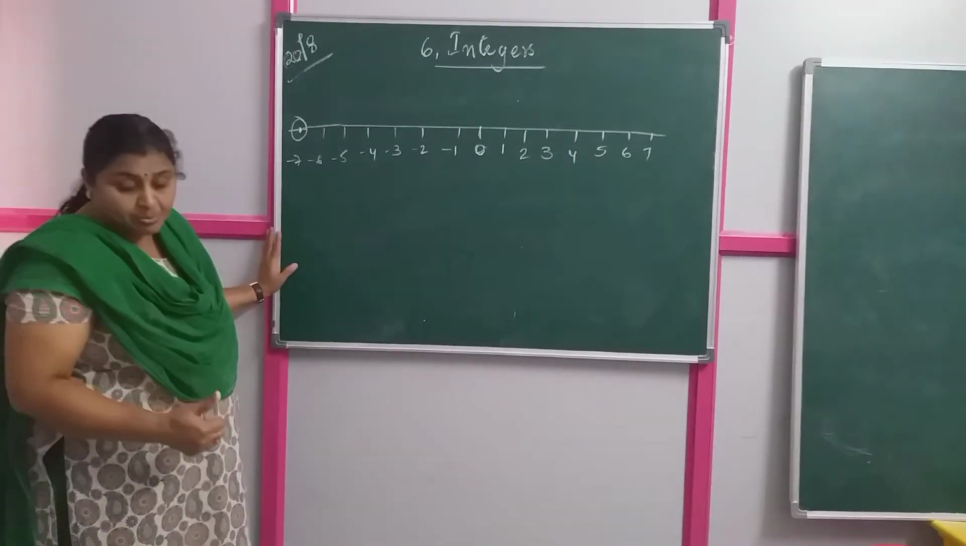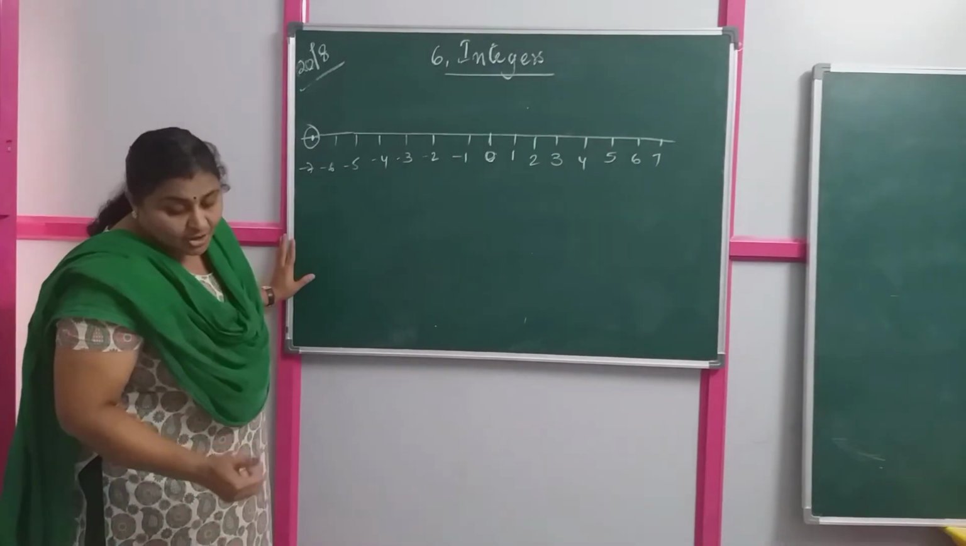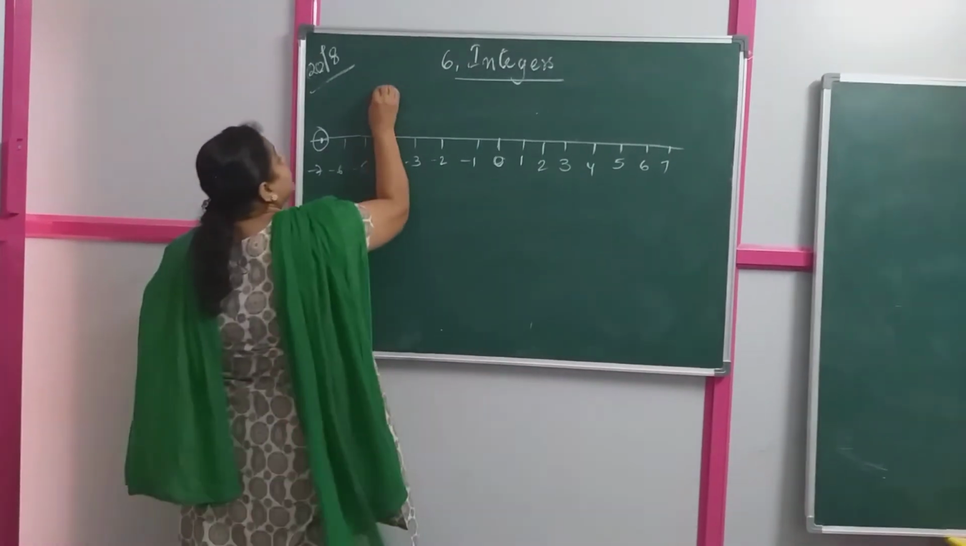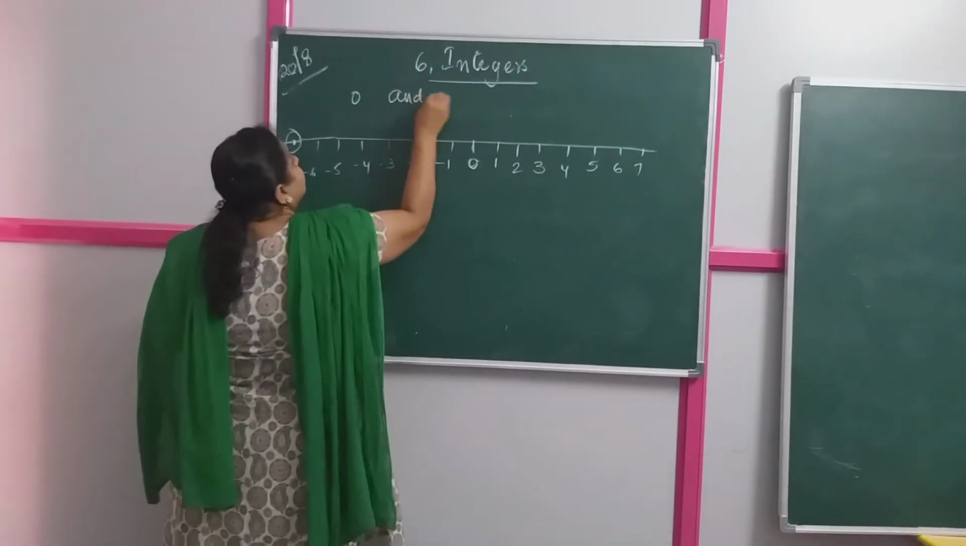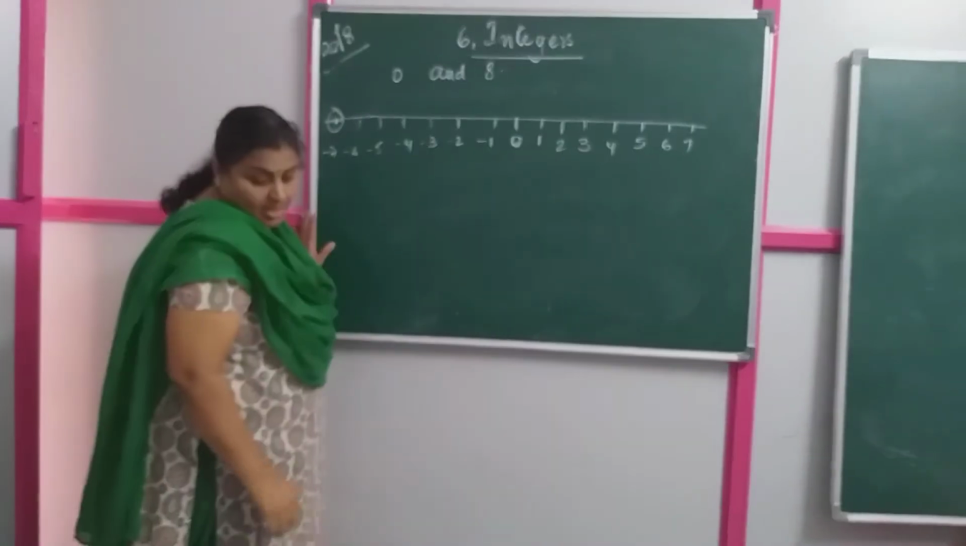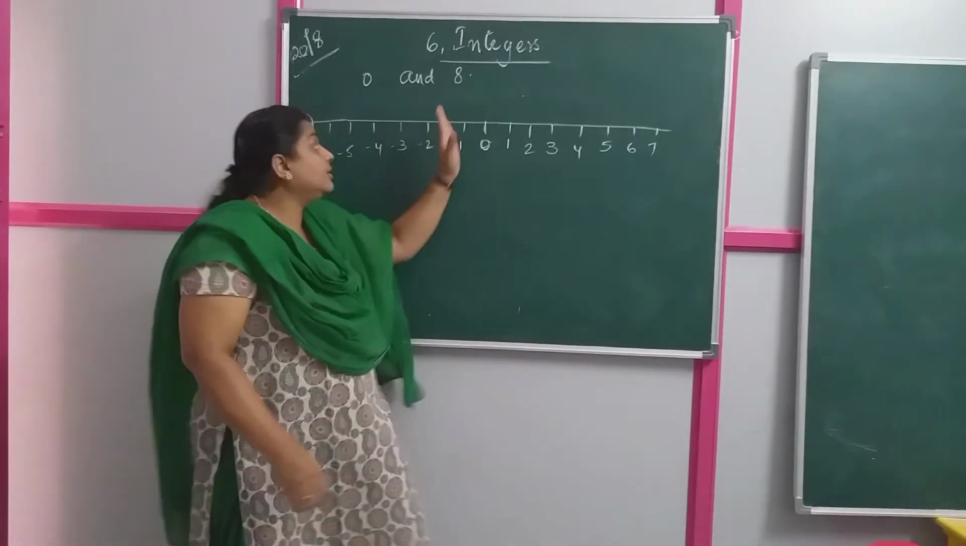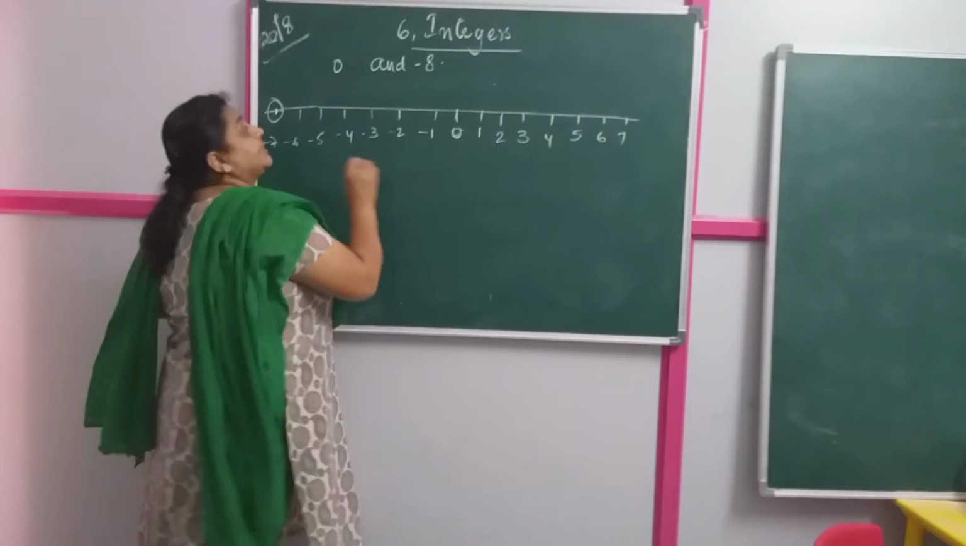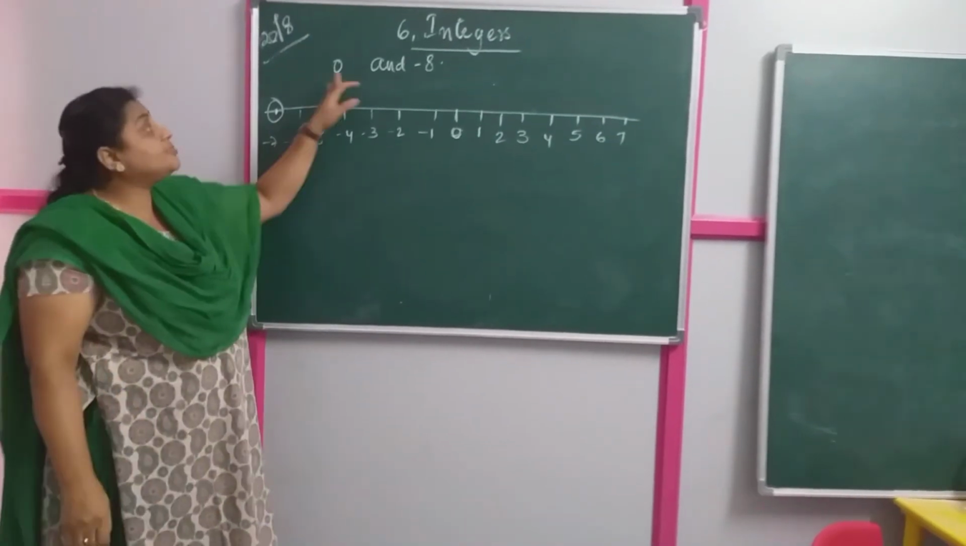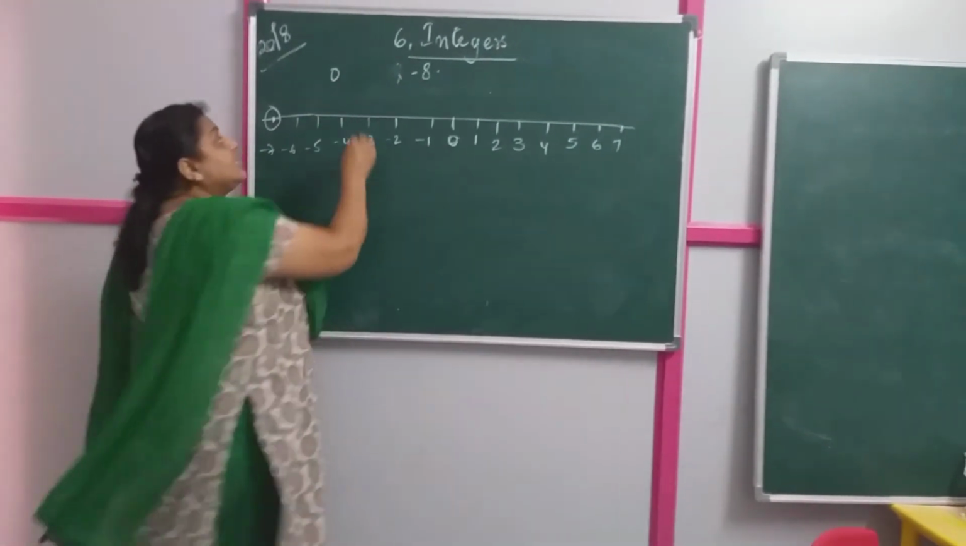There is another question. Write all the integers between 0 and 8, from 0 to 8. Then 0 to minus 8. Write all the integers between 0 and minus 8.